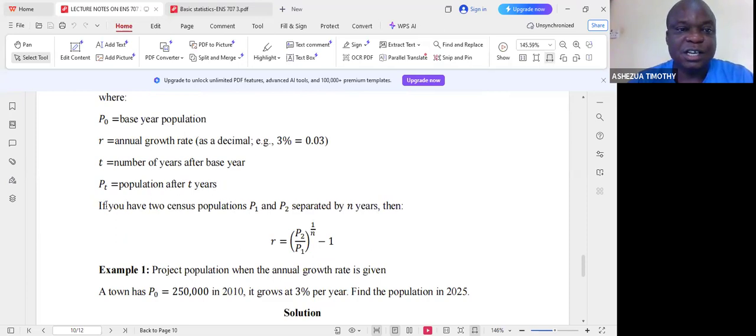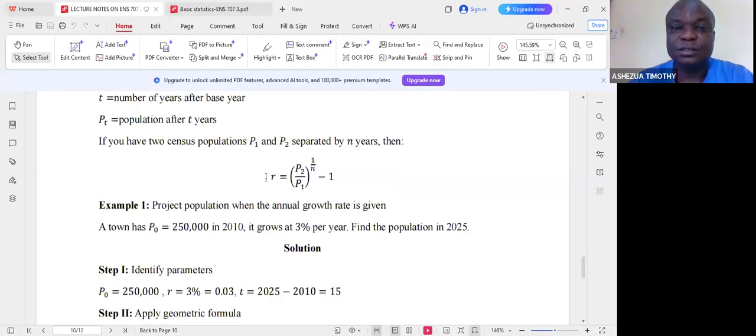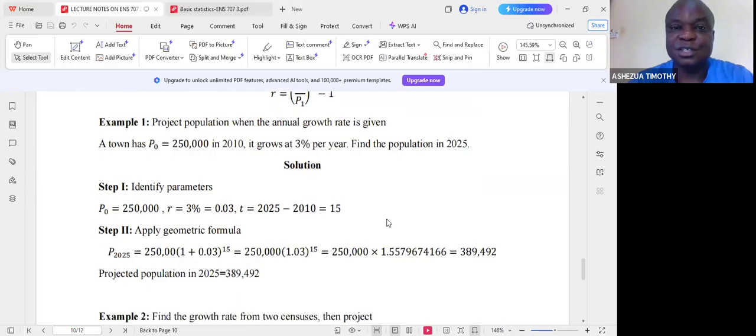Now, if you have two census populations, P1 and P2, that's P subscript 1, P subscript 2, separated by N years, then your R is equal to (P2 divided by P1) raised to the power 1 over N, minus 1. So this is just a brief introduction. Now let's take a practical example to see how this is done.